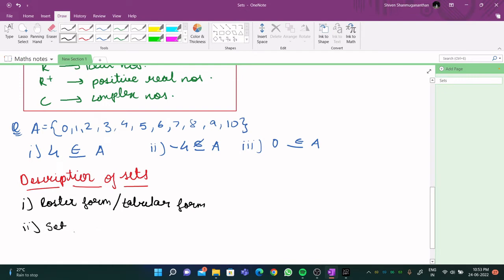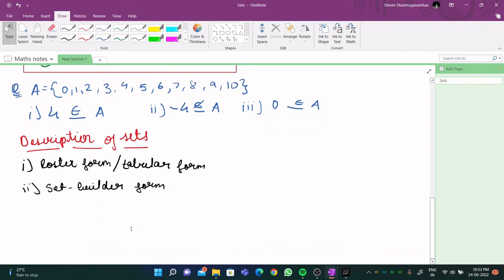Set builder form. Alright, let's discuss these forms now. Now the roster form is basically how you represent this set right here, A. Now if you look at A here, this is in the roster form, because we are listing every element there is inside the set.